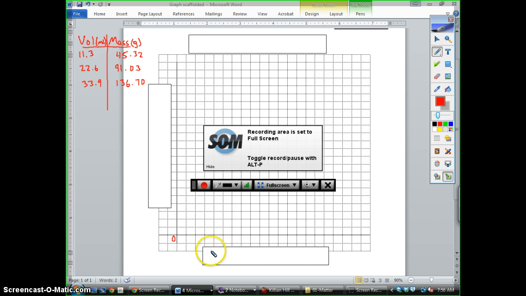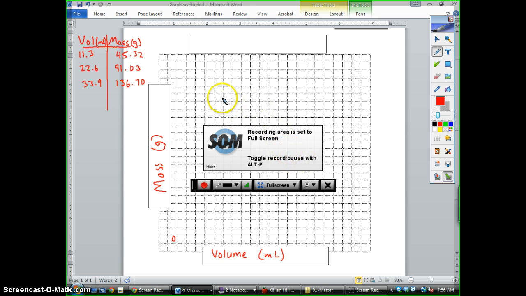Okay, so we would write volume, and we would always include the units that we're using to measure that. In this case, we measured volume using milliliters. Okay, and we also want to label the vertical axis. In this case, vertical axis is mass. Let's see if I can write sideways on the screen here. And always, of course, we're going to include units with our graph on the axis.